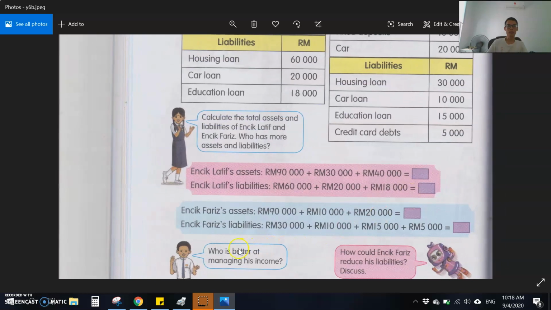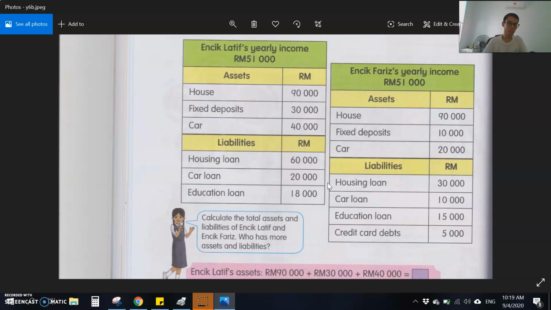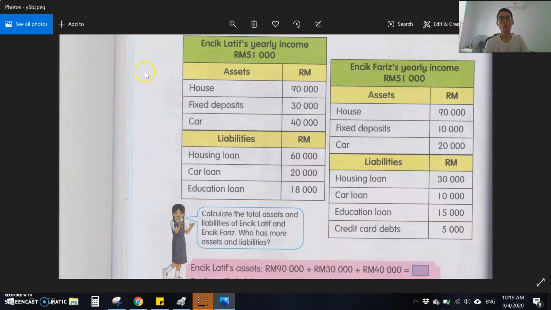Okay, soalan dia. Who is better at managing his income? Siapa menguruskan kewangannya dengan lebih baik? Okay, so how do we find out? So remember, if your assets are more than your liabilities, the more the better. So you are better in managing your finances. Okay, awak perlu memperolehi lebih banyak aset daripada liability. Lebih banyak lagi bagus kamu menguruskan kewangan.